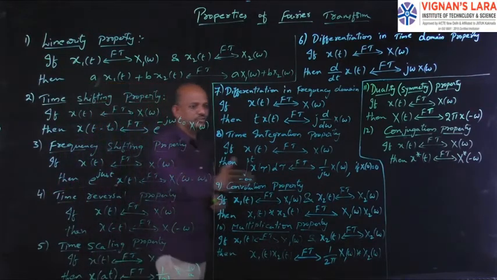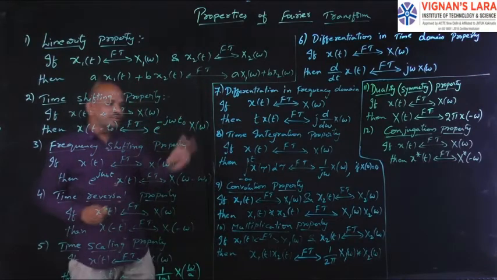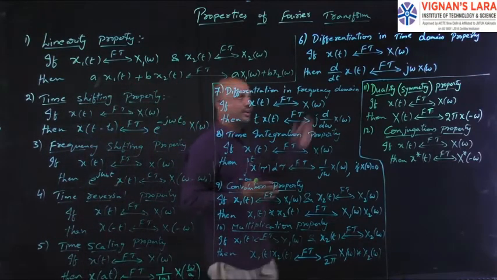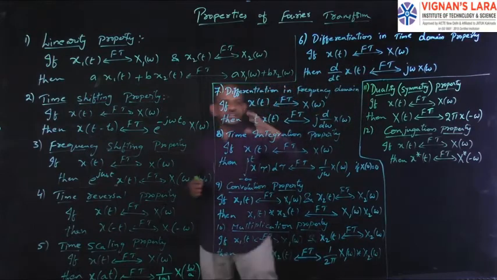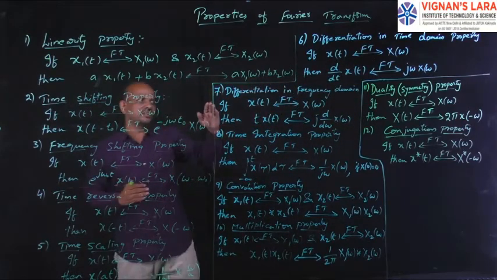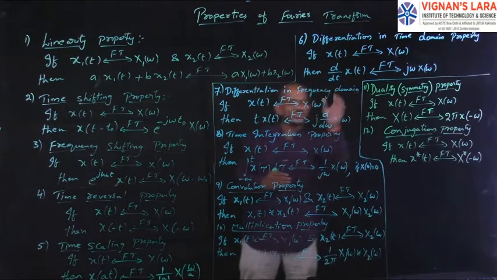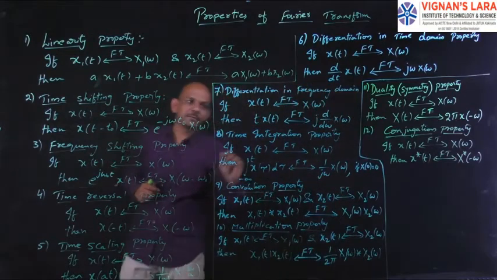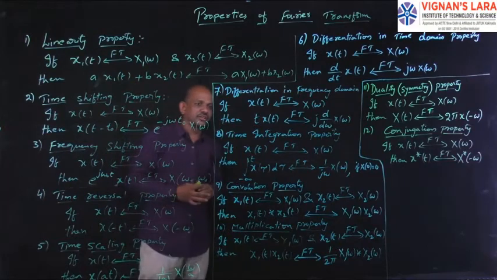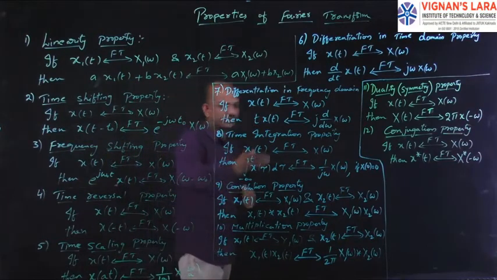Now go on to the convolution property. Convolution and multiplication both have a relation. Here, differentiation and integration have a relation, that is, j omega is multiplied in one and j omega is divided in the other. In the same way, convolution and multiplication will also have a relation. So we will see that relation. First, I will explain the convolution property.